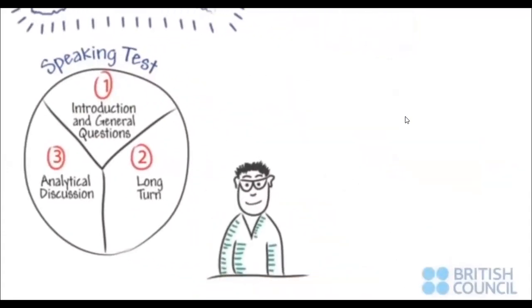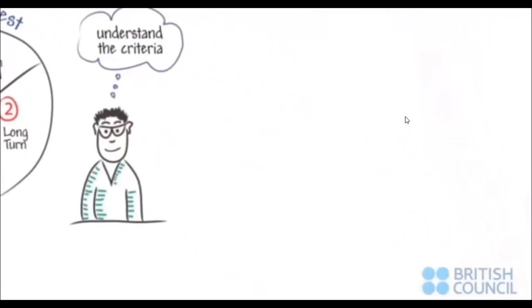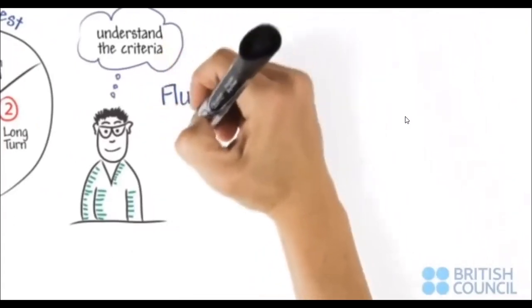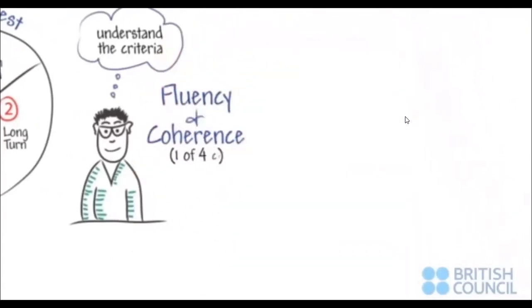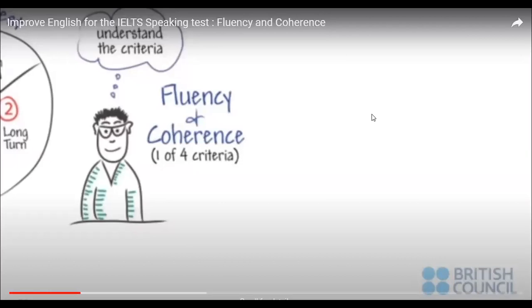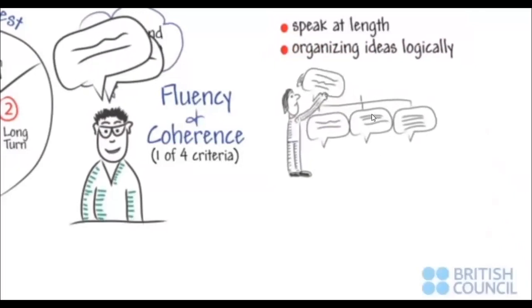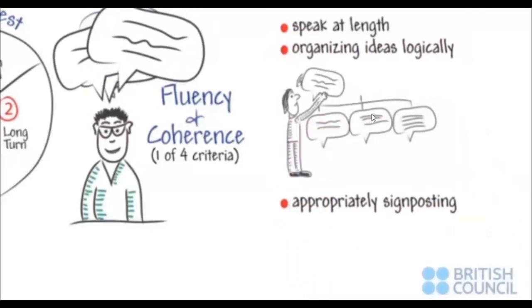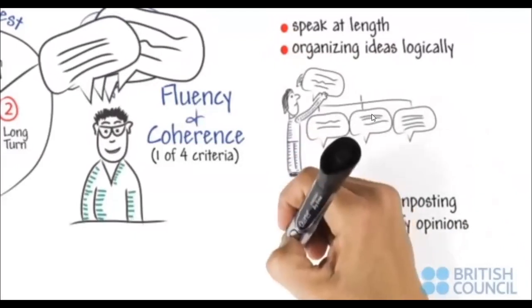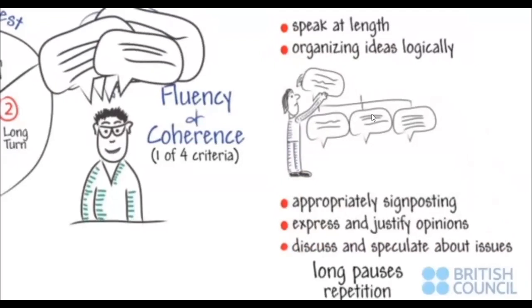It's important to understand the criteria on which you will be tested in the IELTS exam. First, we consider the criteria of fluency and coherence. This is one of 4 criteria on which you will be tested. We'll cover the other 3 in later videos. Fluency and coherence refer to your ability to speak at length, including organizing ideas logically and appropriately signposting. It also refers to your ability to express and justify opinions and to discuss and speculate about issues without long pauses or repetition of the same words.